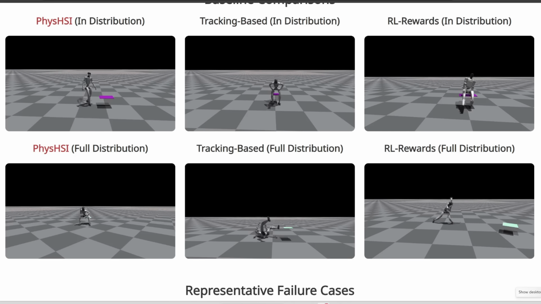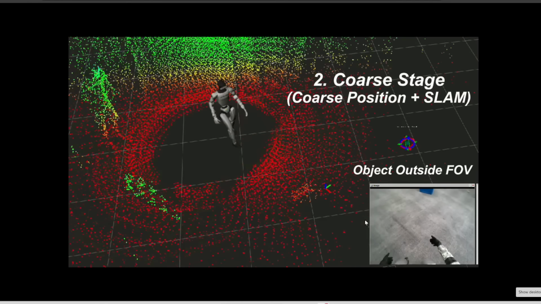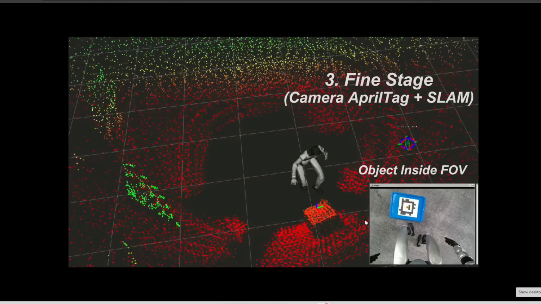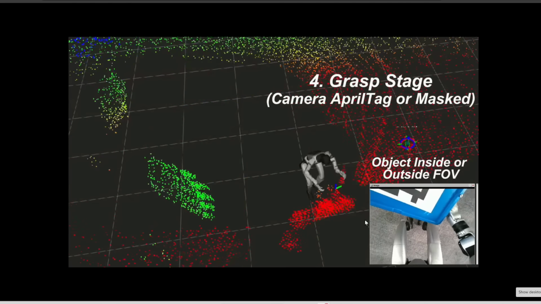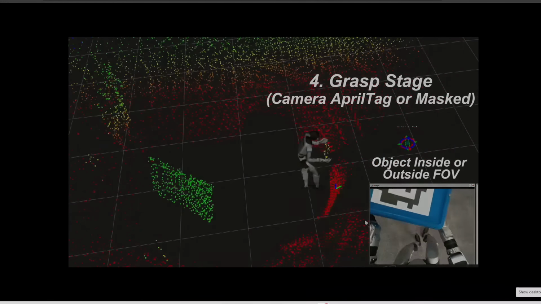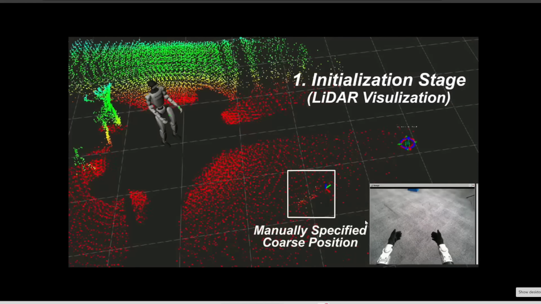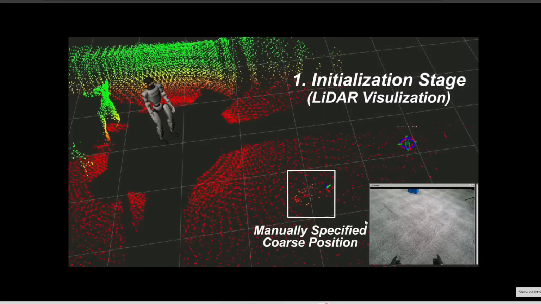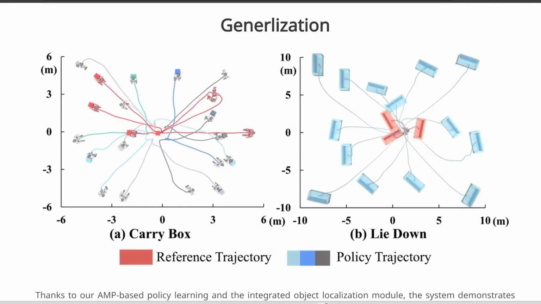And then after going through this virtual simulation, it is also deployed in the real world using a mix of LiDAR and camera sensors to locate objects accurately and interact with them. The system only needs a rough starting position of the object, and after that, the robot can perceive the scene and act autonomously with natural motions. And this PhysHSI works well across a ton of different environments and tasks, even generalizing beyond things that it was trained on.